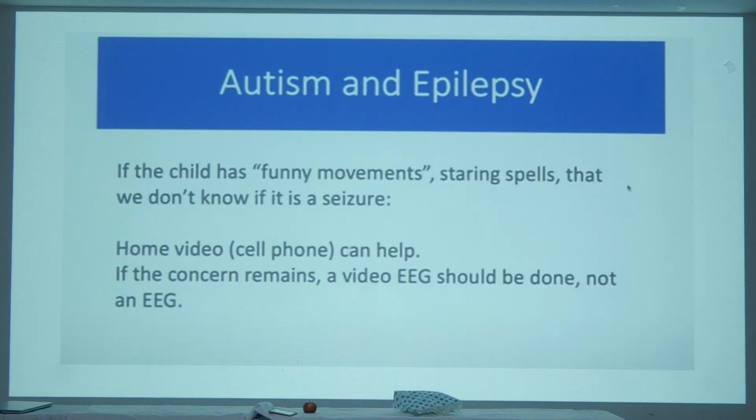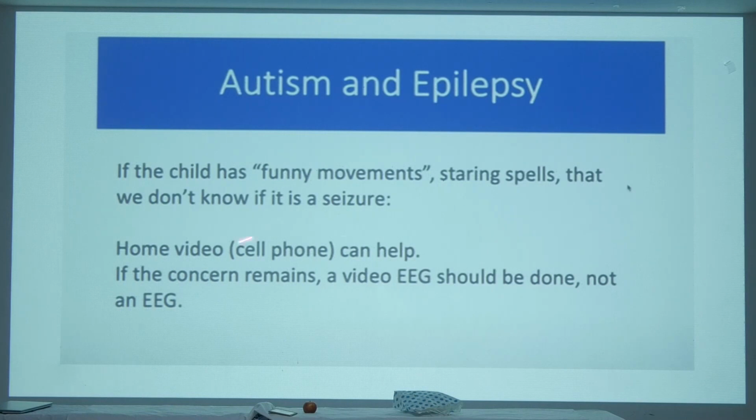Sometimes in autistic children we get some funny movements. They like to look with the corners of the eyes. They have some sensory issues. Sometimes they become silent because of some sensory stimulation, like a red colored light or some flickering light. So how do we differentiate this from silent seizures?